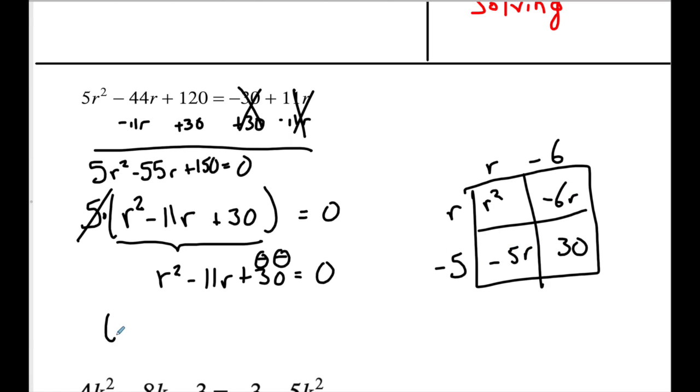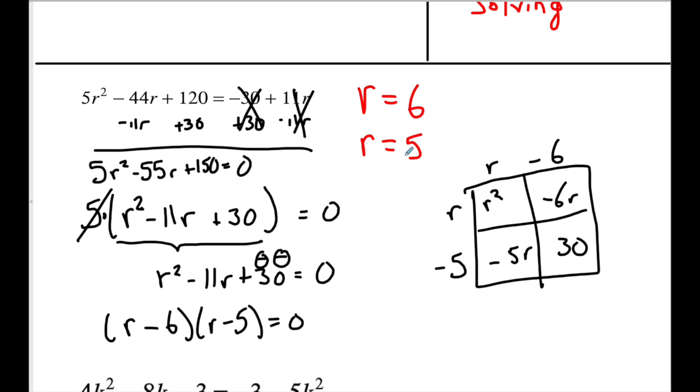All right. So essentially what I need to do is solve r minus 6 times r minus 5 is equal to 0, giving me these two solutions. Either r is equal to 6 or r is equal to 5.